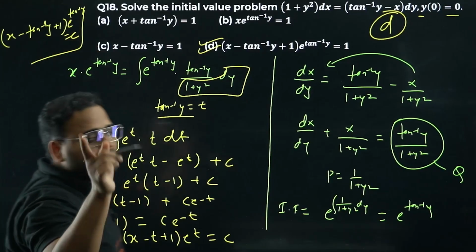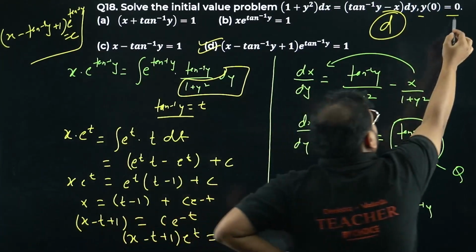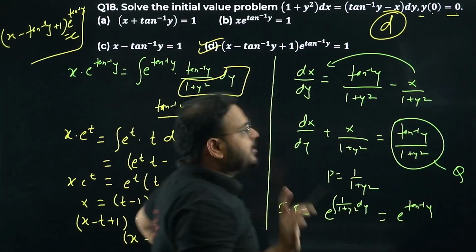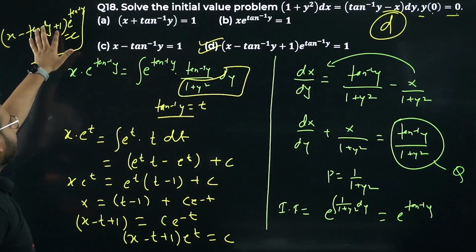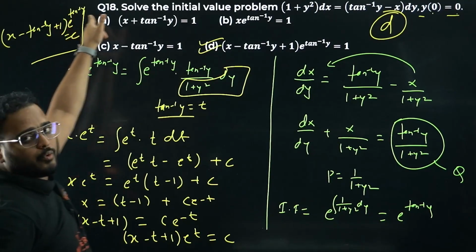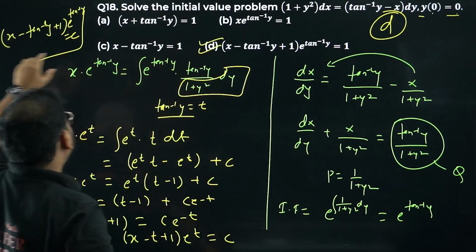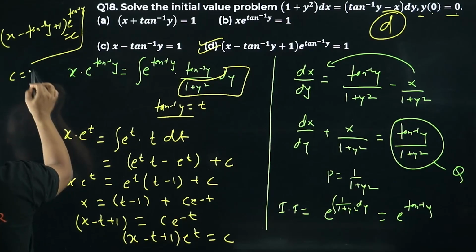Please check. Do one thing, put x and y as 0. X is 0, y is 0. Put it over here. You get x as 0, tan inverse of y again 0 will be 0 only. You have only 1 left in the bracket. E power 0 will be 1, right? So c will come out as 1.